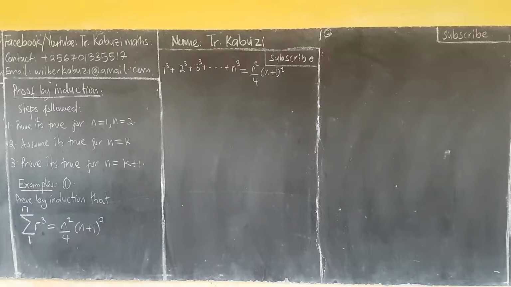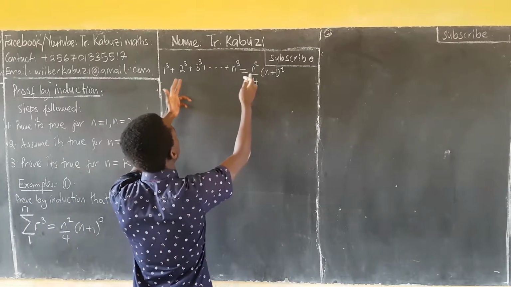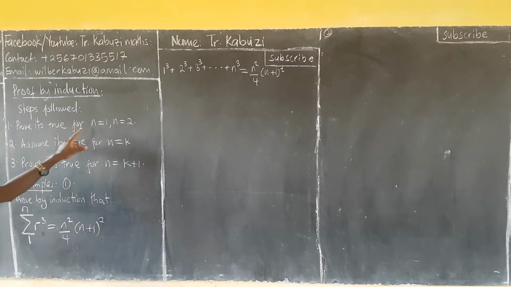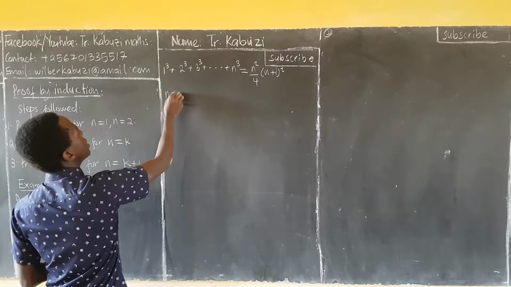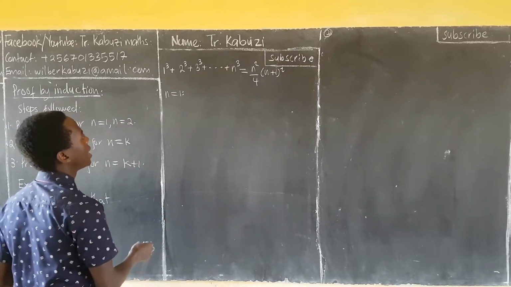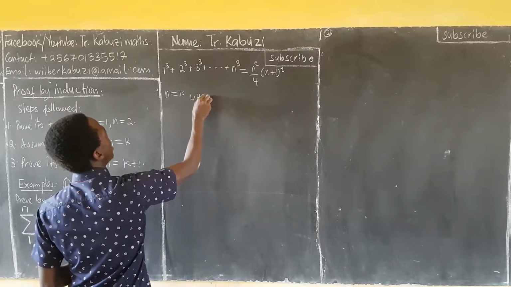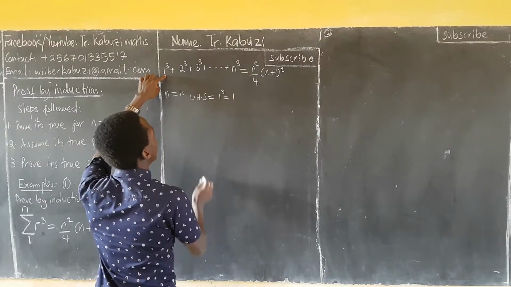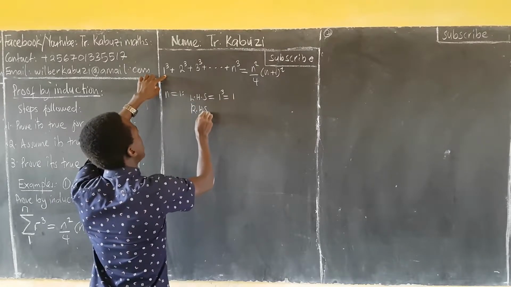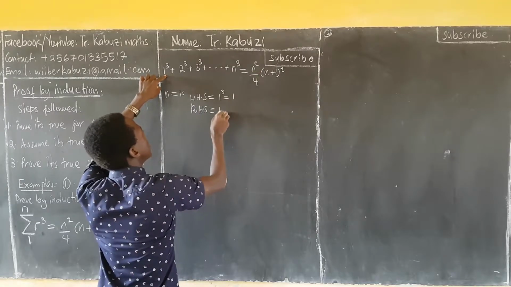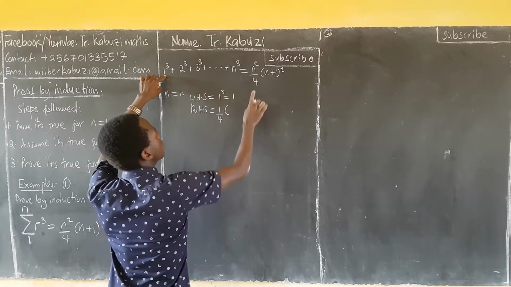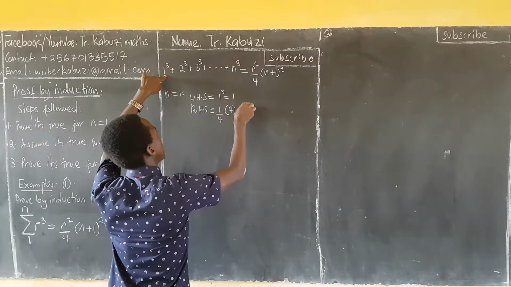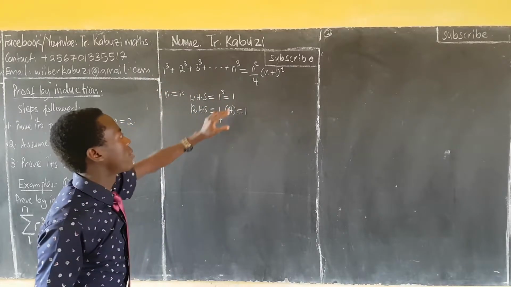So now we divide this: this one we call the left hand side, this one we call the right hand side. So we prove now it's true for n is equal to 1. When n is 1, my left hand side has only 1 cubed, which is 1. On my right hand side, when I put in n is 1, I have 1 squared, which is 1, over 4 into 1 plus 1, that's 2, 2 squared is 4, which will also be 1. So the left hand side is equal to the right hand side.